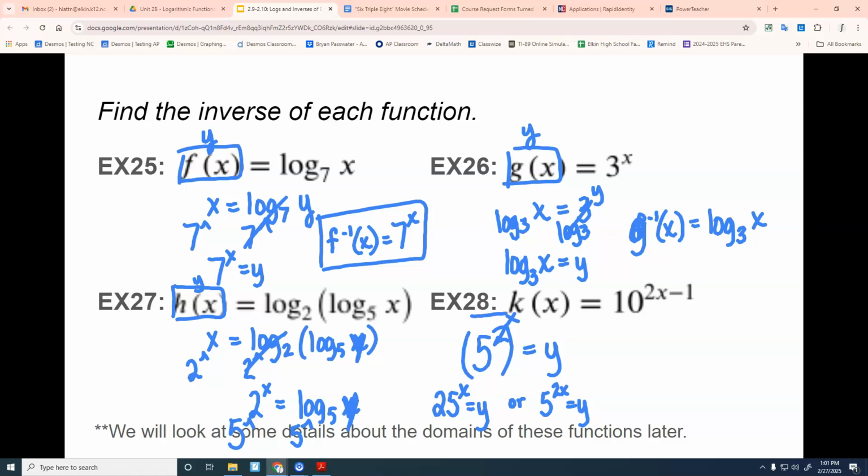That all goes with 27. Technically, we should be restricting some domains here, but we'll talk about that later in another section.